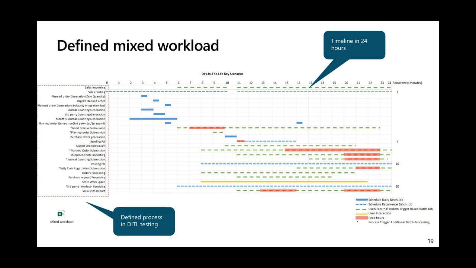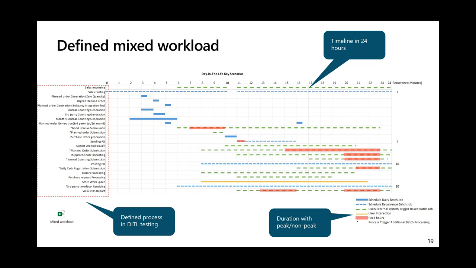And then on the left-hand side, I have defined the processes. There are sales imports during the night, and there is journal counting happening at midnight. You can see most of the scenarios happen in the daytime during office hours in the business operation, so I have listed out all the scenarios and processes on the left-hand side. And then in the chart, there are different colors in the chart bar. I have to define the timeline for each process, and the process may be a batch job, a recurring batch job, or user interactive.